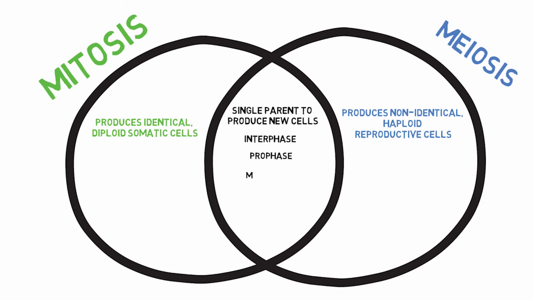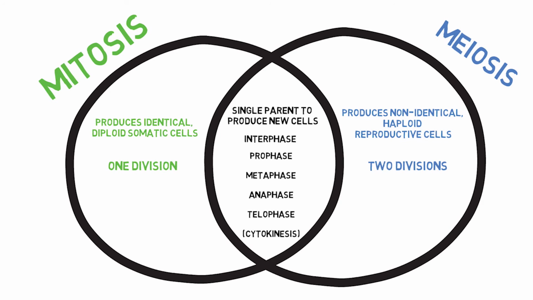Both mitosis and meiosis undergo prophase, metaphase, anaphase, and telophase. Mitosis requires 1 division to achieve diploid cells, while meiosis requires 2 divisions to achieve haploid cells. Lastly, mitosis guarantees genetic continuity, while meiosis encourages genetic variation accomplished during crossing over.